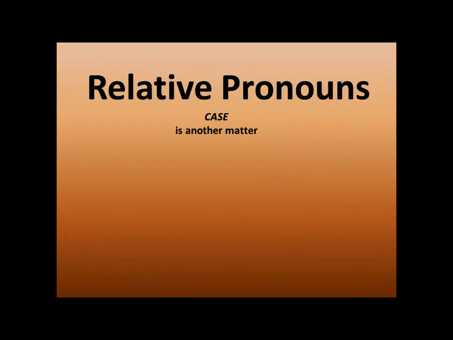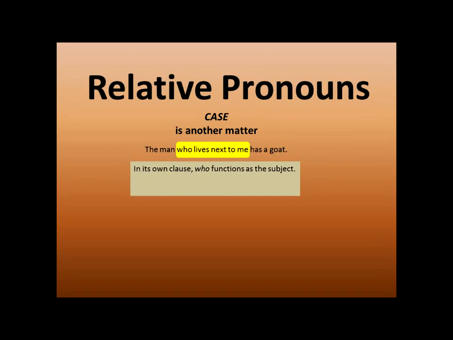While relative pronouns will typically agree with their antecedents in gender and number, case is another matter. Let's take the sentence, the man who lives next to me has a goat. The relative clause was who lives next to me. In its own clause, who functions as the subject. In other words, if you just take what's in yellow, who lives next to me, the verb is lives. What's the subject? Well, that would be who. Who is the subject of the verb lives? For this reason, who is in the nominative case. In English, if it were in the objective case, it would be whom.